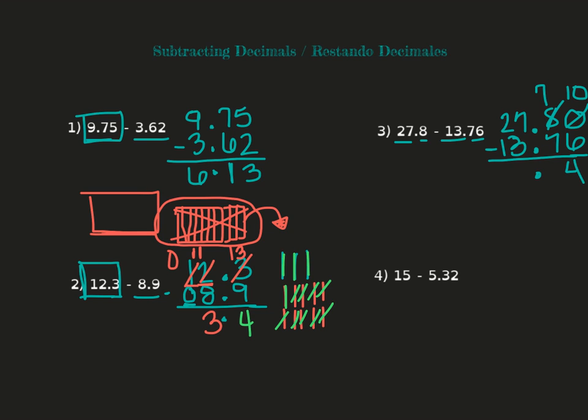Okay, and then I have 7 minus 7, which would give me 0. Then I go to 7 minus 3, and that gives me 4. And then 2 minus 1 gives me 1. So my response for number 3 would be 14 and 4/100.